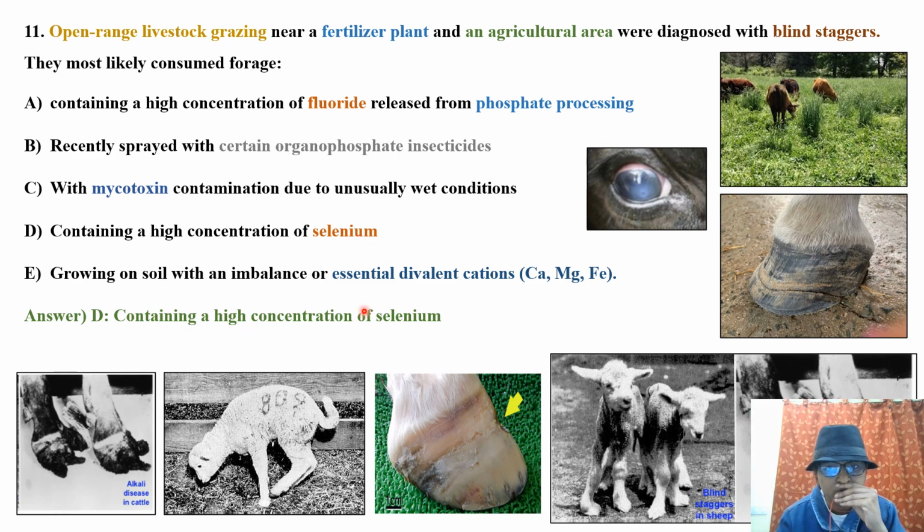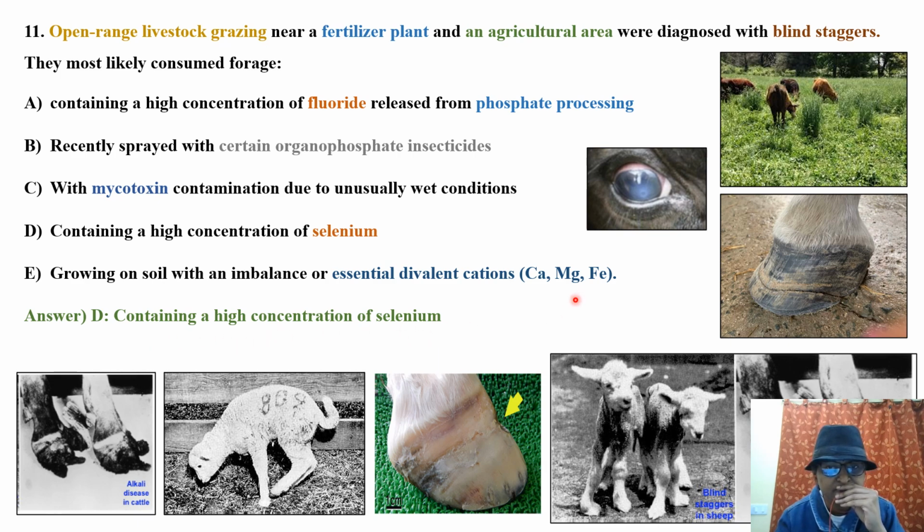So what is the background behind this question? There were certain livestock animals who were grazing. They were feeding on plants contaminated with the metal selenium. Whenever these grazing animals consume these plants containing high concentrations of selenium in large amounts, they are subjected to blind staggers. We'll see other kinds of symptoms these animals showed. Also, these plants grow with fertilizers high in selenium. So the right answer is containing high concentration of selenium.